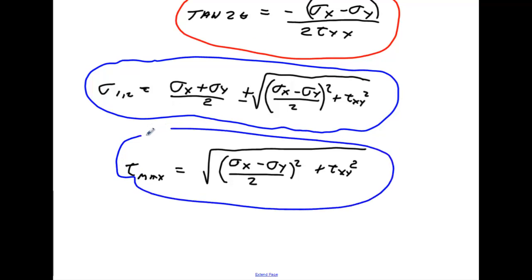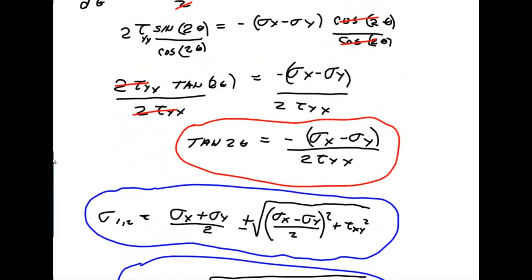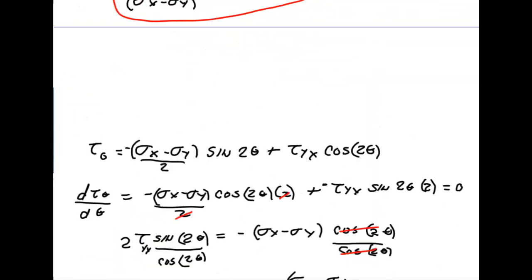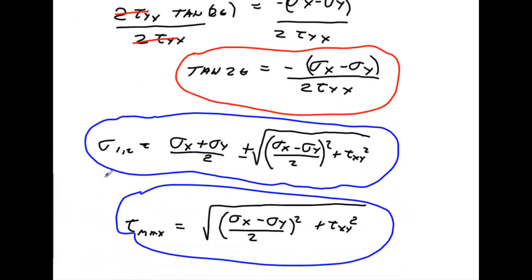Okay, and all I'm really doing in doing that is, from the previous equations we used, substituting back in these angles. That's all I'm really doing here and here. Okay, so there's the proof. There's the two equations. One's to find the max and min normal stress, this one here, the max and min principal stresses, and this one will find the max shear stress.